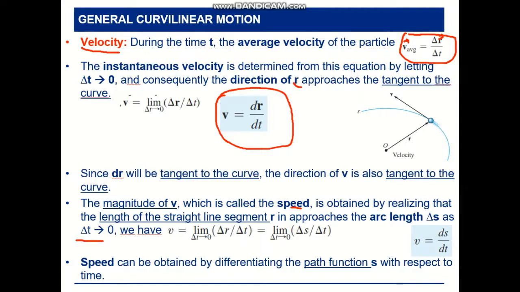So we have v equal to the limit as delta t goes to 0 of delta s over delta t, which is the displacement over the time duration.